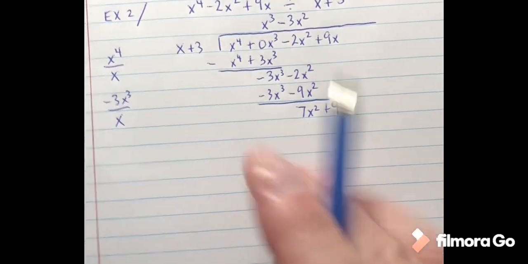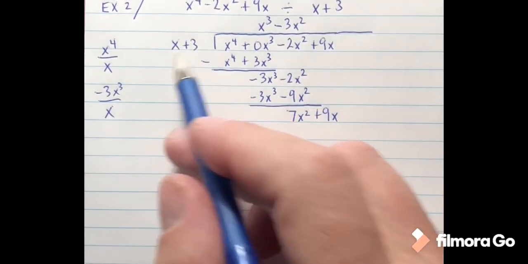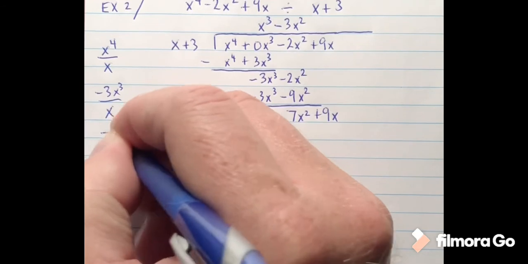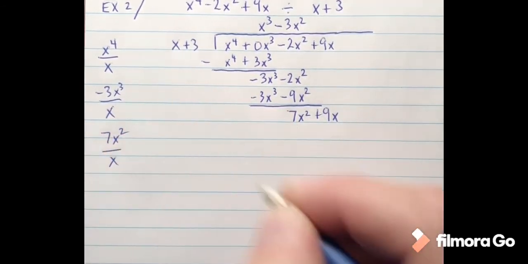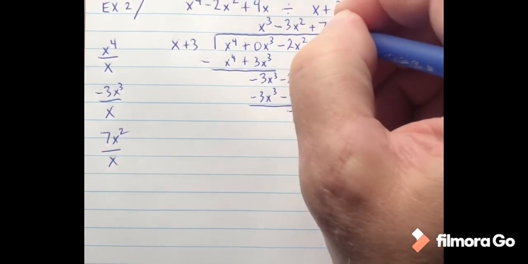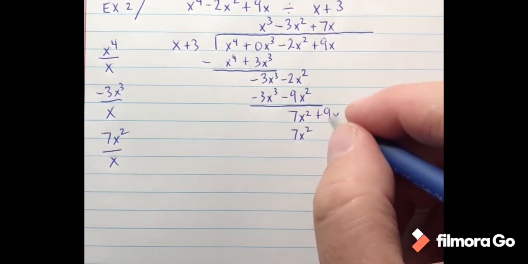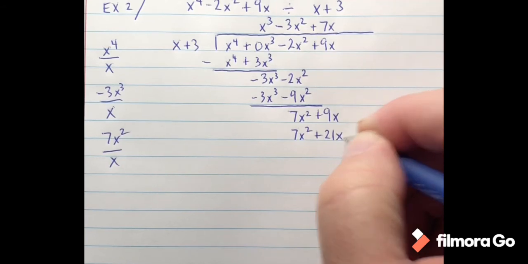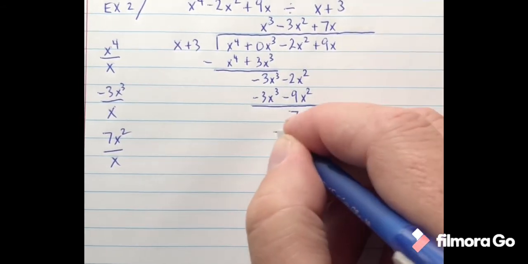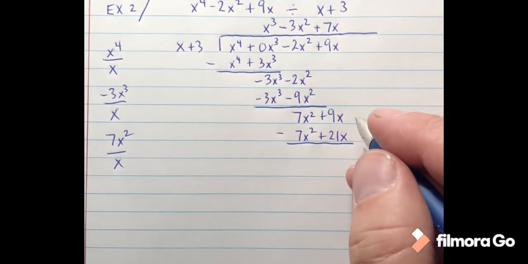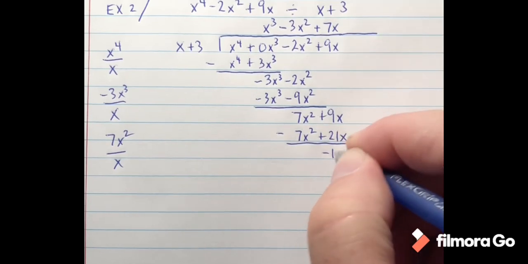Now I'm asking myself, how many times does x go into 7x squared? And that's just simply going to be 7x. So I have 7x squared plus 21x. Again, I do my subtraction. It changes both signs. So I get a negative 12x.